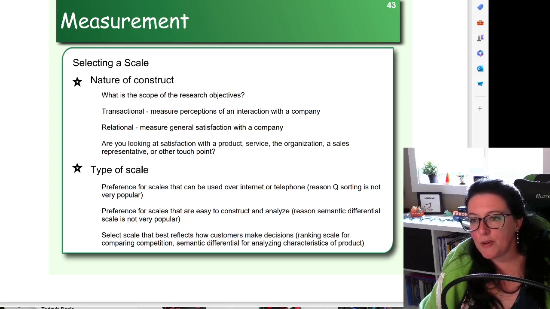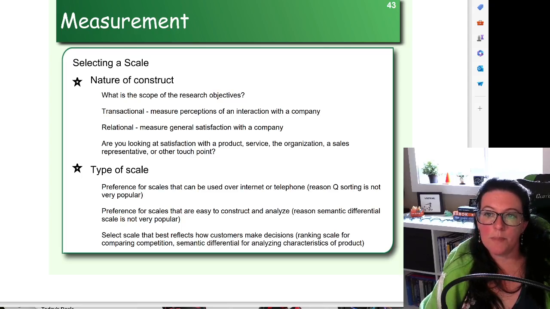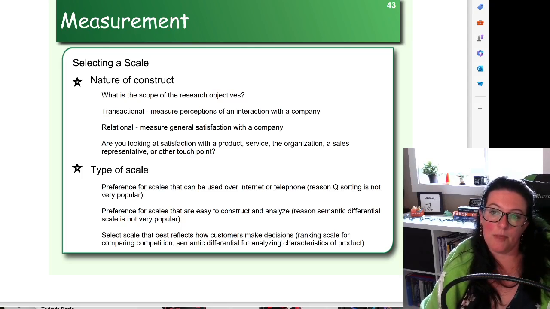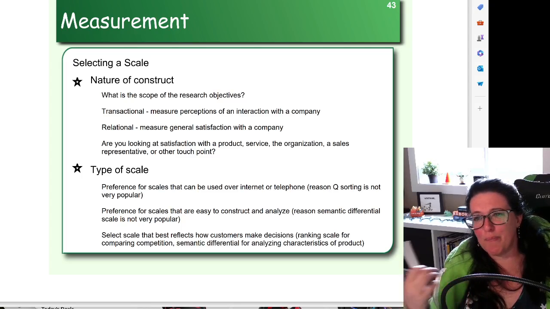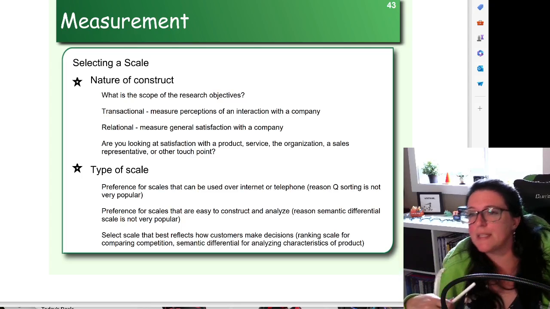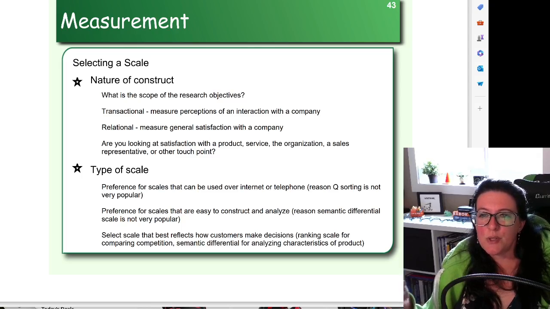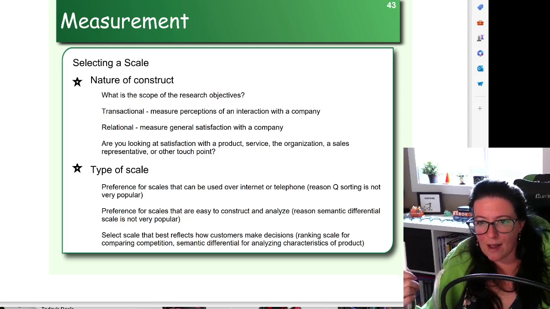It's also very difficult, for example, the constant sum scale where they have to allocate the points or the money. Doesn't work very well unless you have paper in front of you. You got to be able to see it and work it out. So those are important things to recognize.